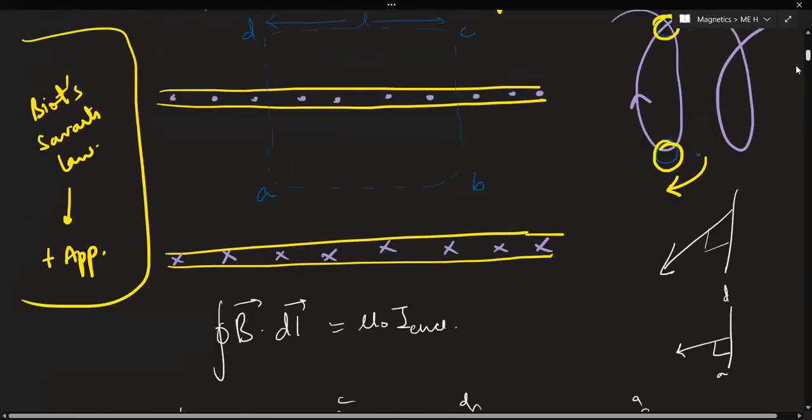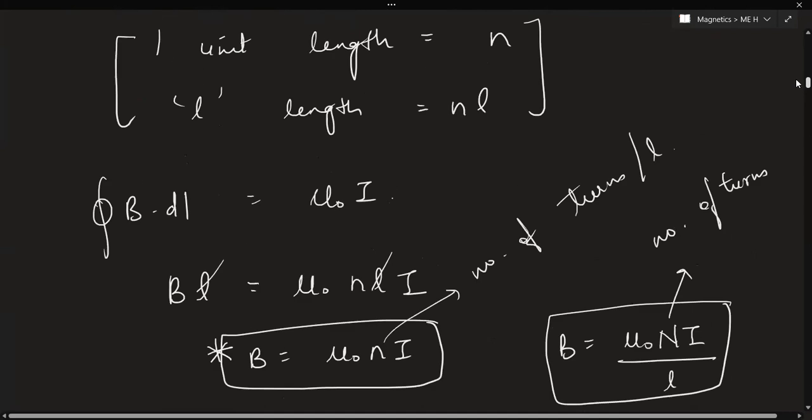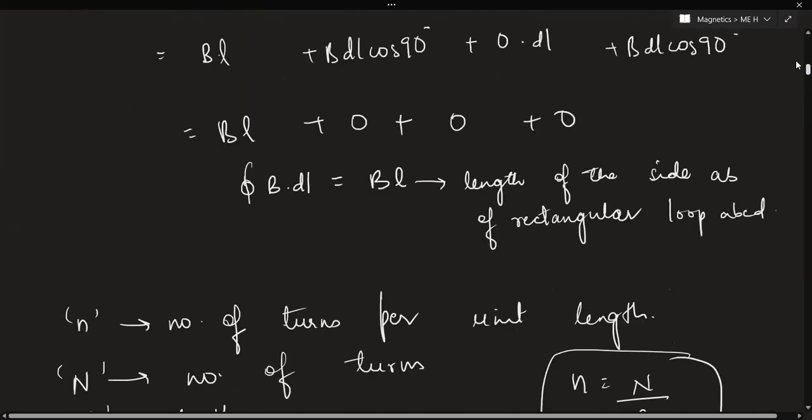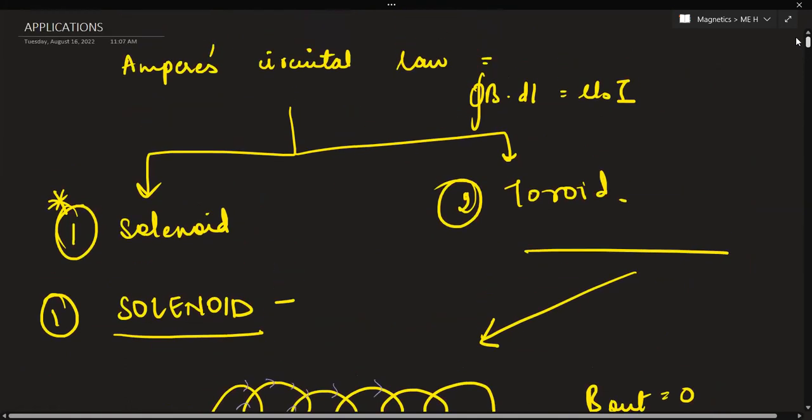BL is left, so one side is BL. B is equal to mu naught I is there. For nL length, it will be nLI, so you get the final formula in this manner. It's very easy. Derivation is very easy, but it is very important. So note down this, then we'll see there's a very slight difference between solenoid and toroid. Once understood solenoid, then it will be very easy for you to understand toroid. Just a slight difference in a derivation and the formula.